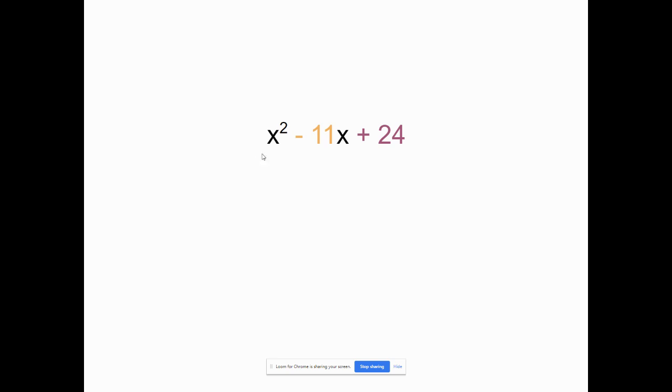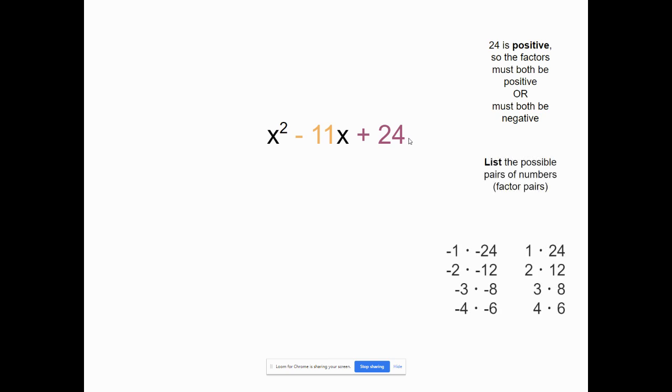So let's try this one. We have a positive sign and a negative sign. We want to start by looking at this side and see it's positive, so the factors must be both positive or must both be negative. We can list our options, all of our negative options, all of our positive options. But now we look over here and we say, well, the negative 11, that's negative, so I have to have 2 negative numbers.